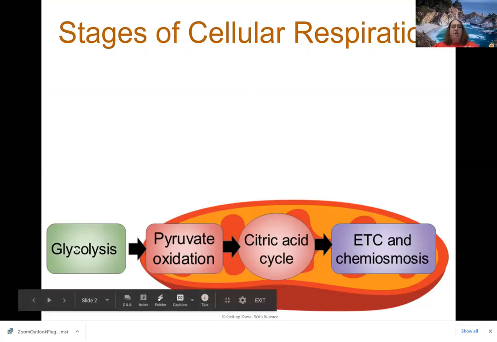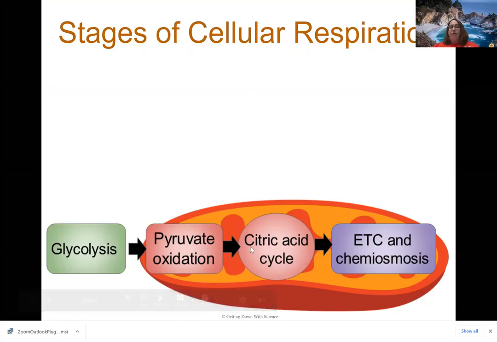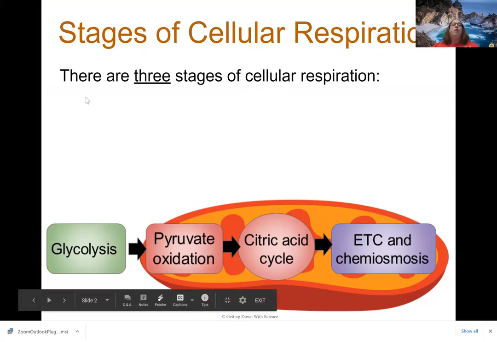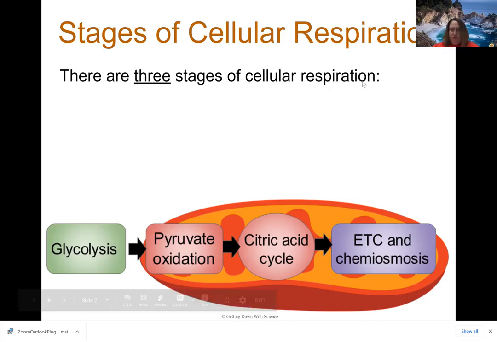So we have glycolysis, pyruvate oxidation, and the citric acid cycle, also known as the Krebs cycle. You'll notice they're the same color in this diagram because some resources always put them together as one stage. Some separate them out as two separate stages. So I just want you to be aware of that. And then the electron transport chain and chemiosmosis. So there are three key stages. Typically, that's how it's referred to.